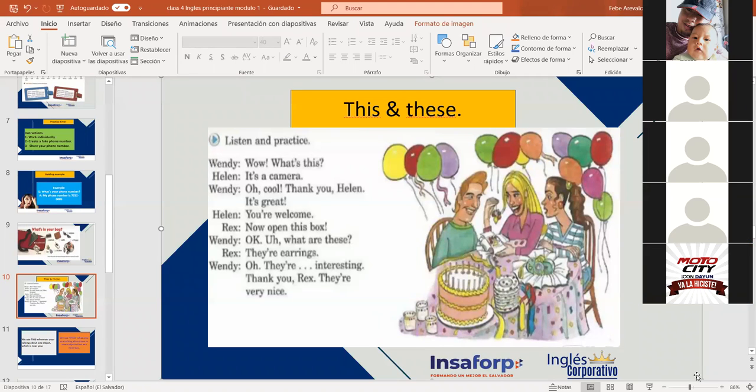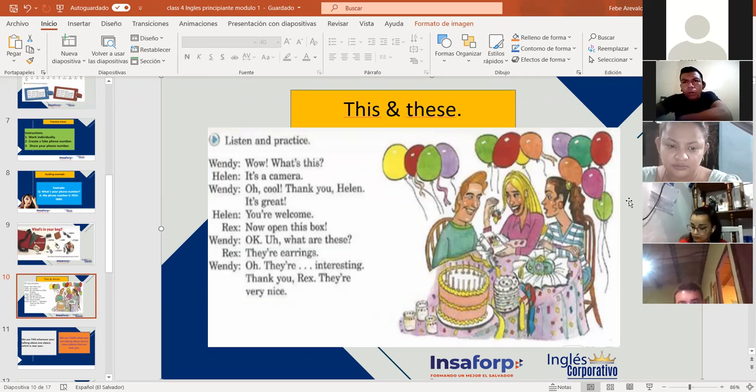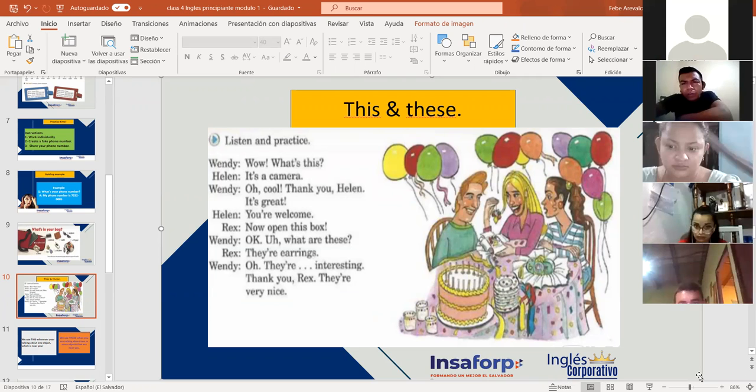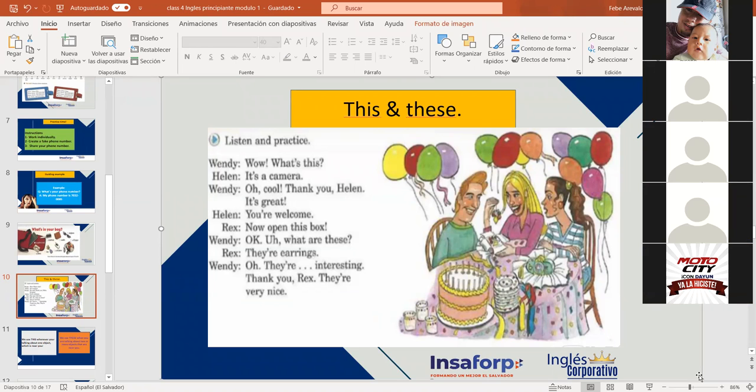All right. Now, the last pair that I'm going to have, because I don't have any more women. Let me see. Bueno, a los varones les va a tocar interpretar a Wendy y a Helen. Let's go with Alejandro. You are Wendy. And Aníbal Galicia, you are Helen. And Roberto, you are Rex. Action.